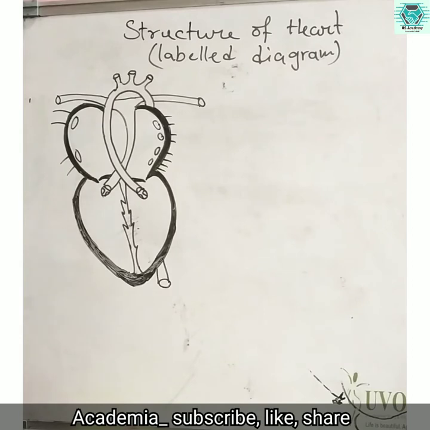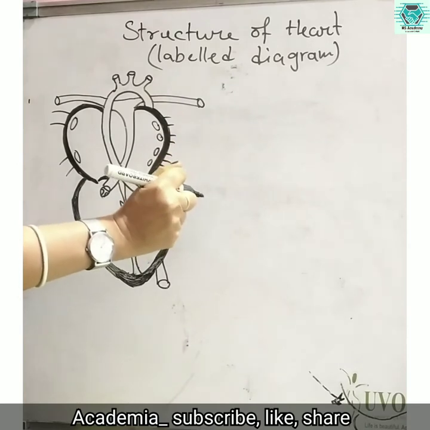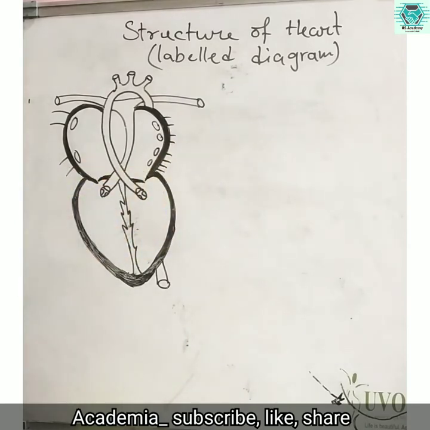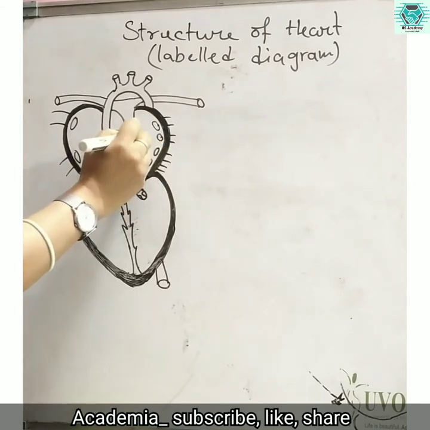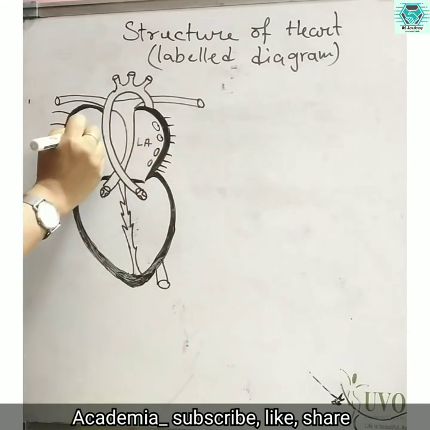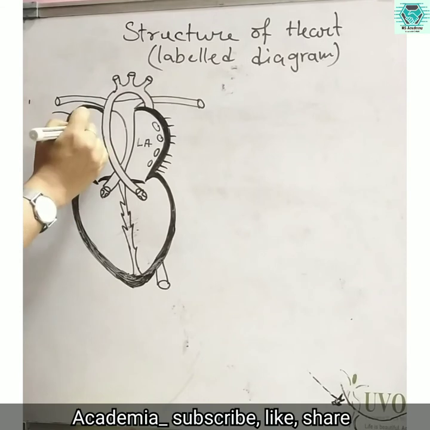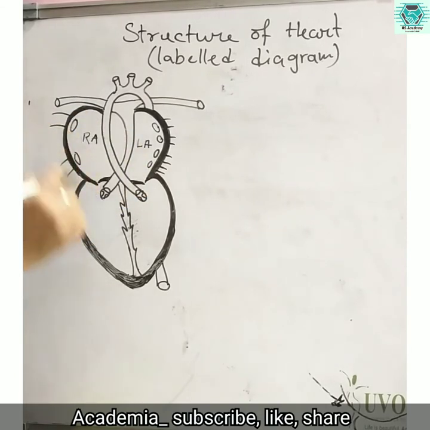So the structure of our heart is like this, how this looks like. Now we can see here in the diagram, there are two upper chambers. This one is called the left auricle, and this one is the right auricle.